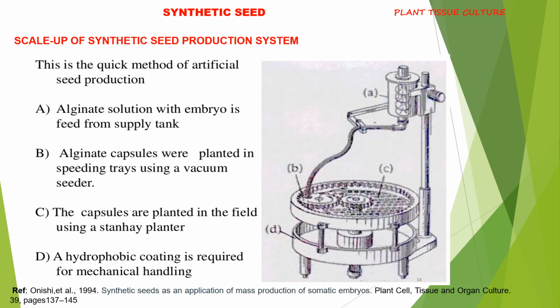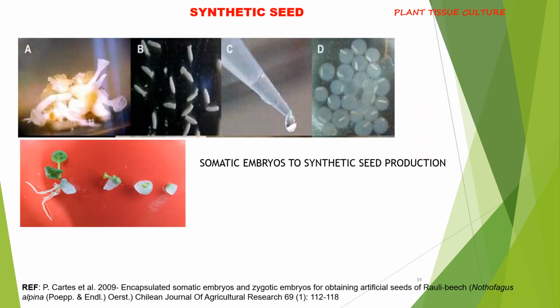For large-scale production of synthetic seed, automated encapsulation processes are also available. The figure here shows the production of somatic embryos followed by excision of somatic embryos and encapsulation of these somatic embryos by alginate and calcium chloride method. The synthetic seeds then formed are allowed to germinate to give rise to the plantlet.